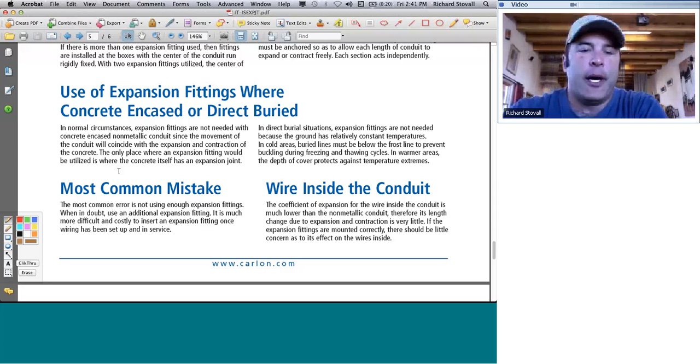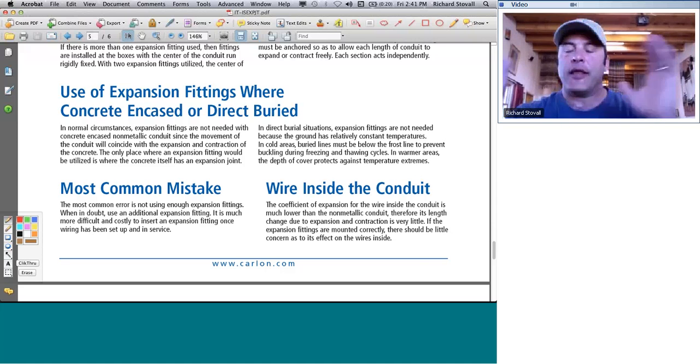All right. And here it talks about the most common mistake. The most common error is not using enough expansion fittings. When in doubt, use an additional expansion fitting. It is much more difficult and costly to insert an expansion fitting once the wiring has been set up and in service. Okay. And this was the point that I was trying to find here.